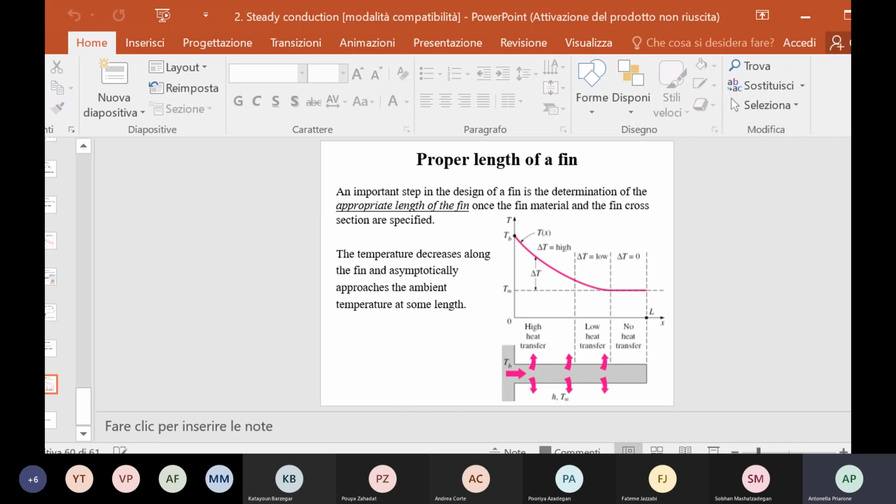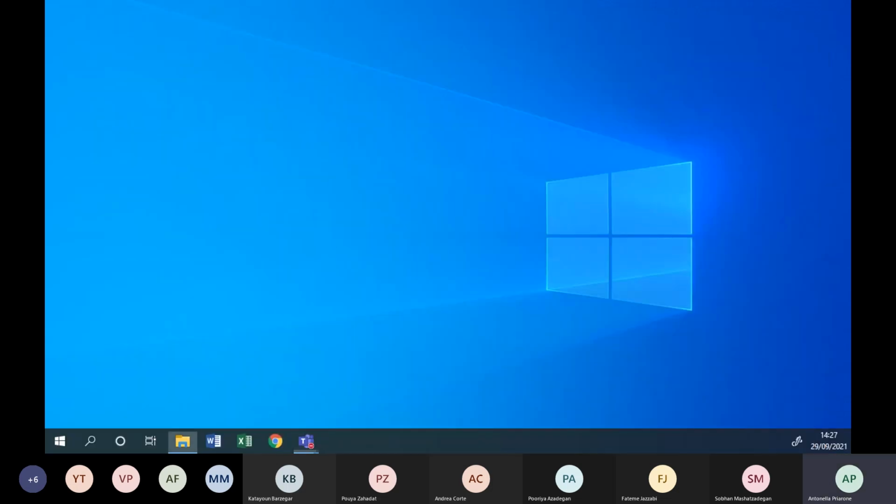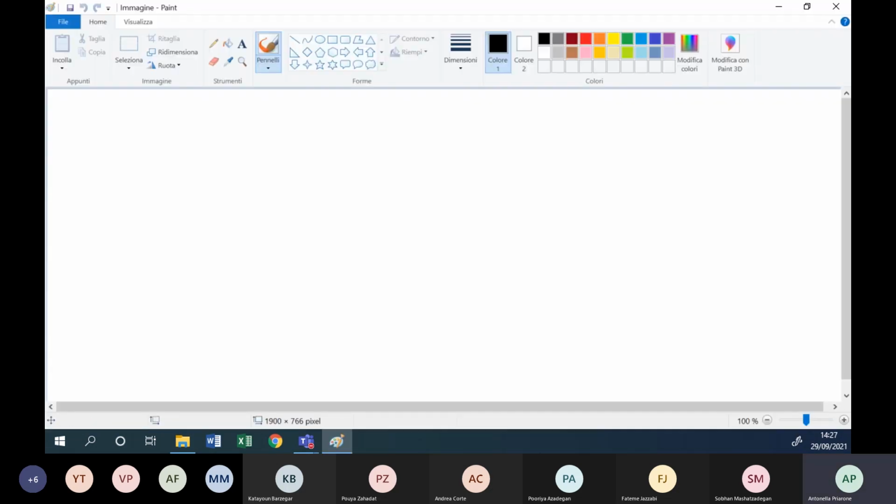I have to close here, and I have to open a paint file. The students at home, do you see the paint file? Yes, professor, we see it well. Okay, thank you. Fantastic.